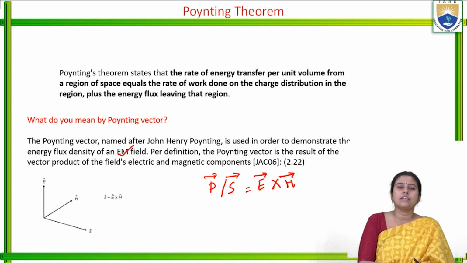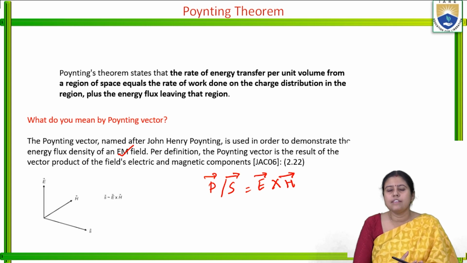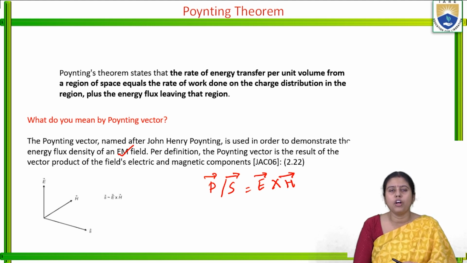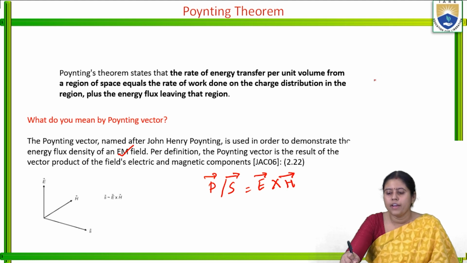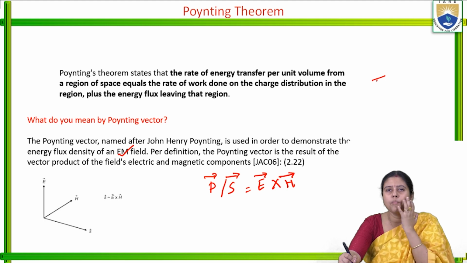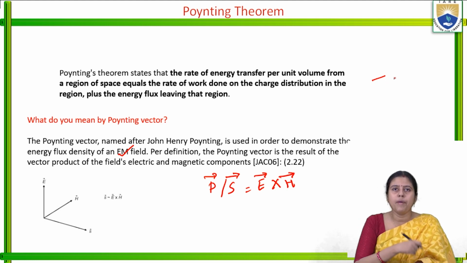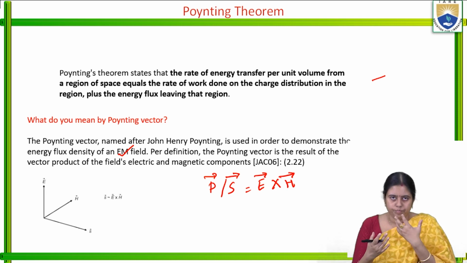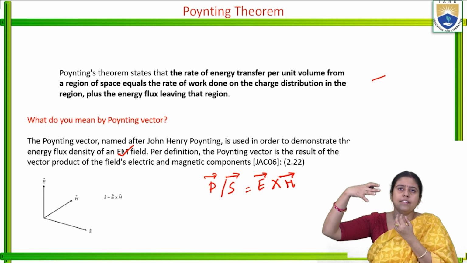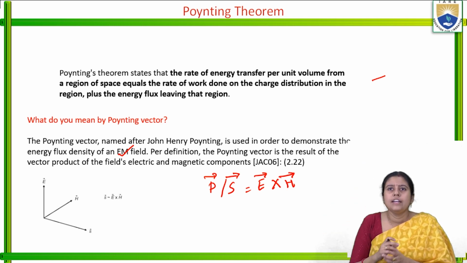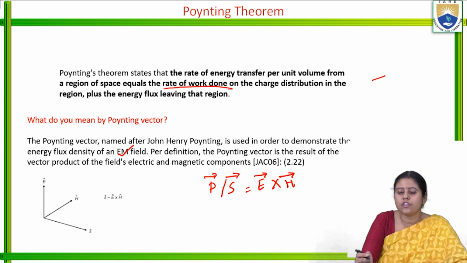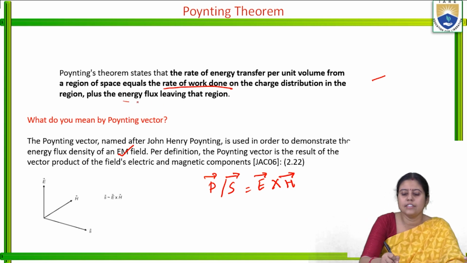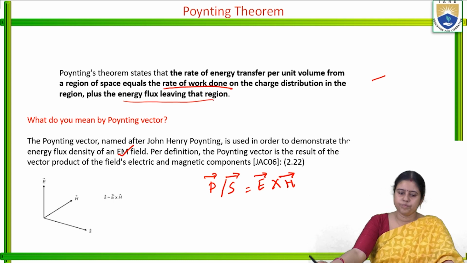So what does the Poynting theorem state? It states about electromagnetic energy transfer per unit volume from one region of space. For example, when we are talking on the mobile, the sound wave changes into an electromagnetic wave, and it goes from this space to the other region. So when the light energy is coming, the energy is divided into two parts. The first part is the rate of work done on the charge distribution, plus the energy of flux leaving the region or going to a new region.